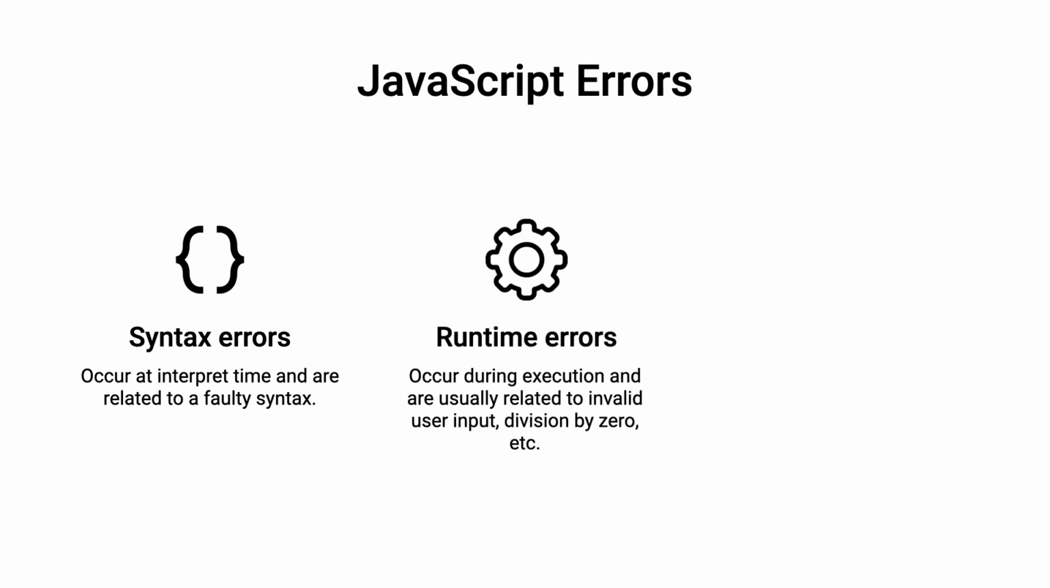Runtime errors, also called exceptions, occur during execution and are usually related to an invalid user input, a network connection failure, a division by zero, and so on. Unlike syntax errors, runtime errors can be intercepted and handled without necessarily crashing the application.